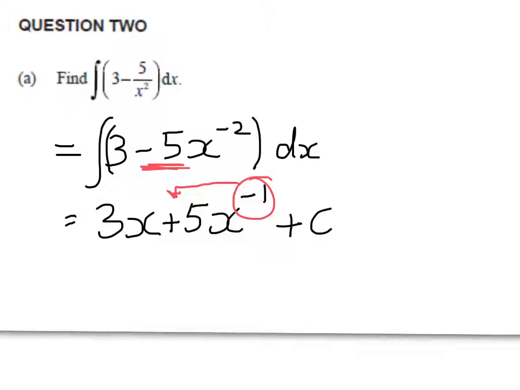As usual, when you anti-differentiate, you check back by differentiating. So there's no need to ever get a wrong answer. So differentiating that, we'll get 3, which works, minus 5x to the negative 2. So that looks good. Okay, on to the next one.